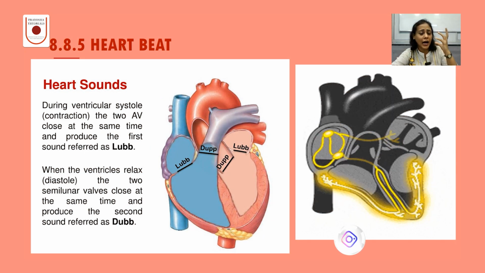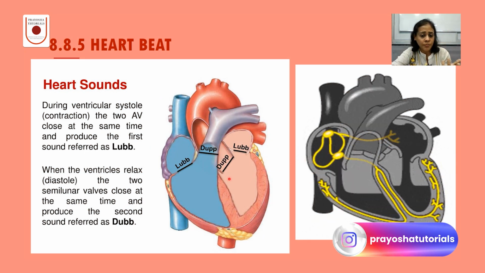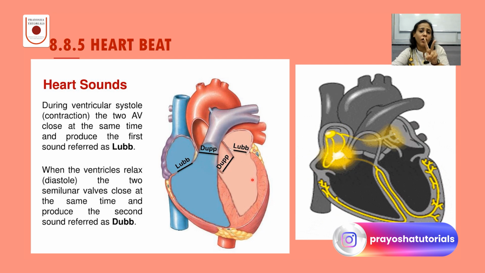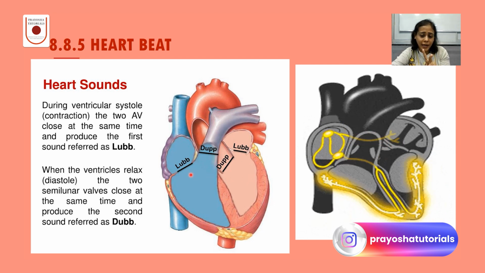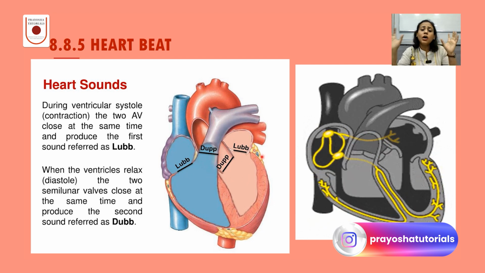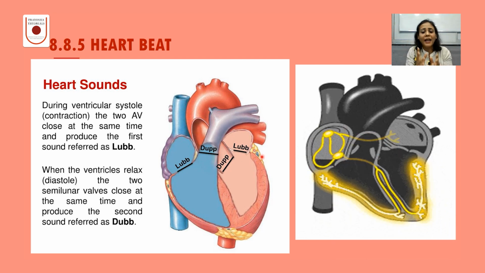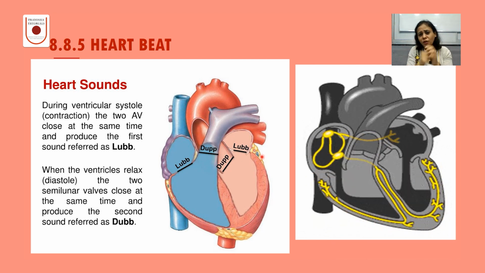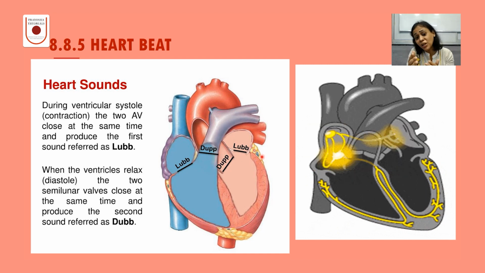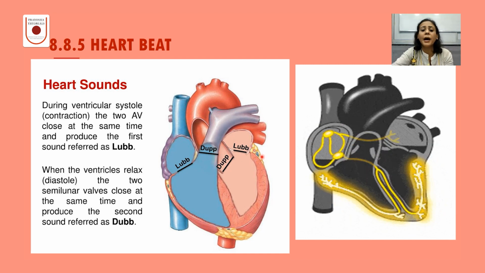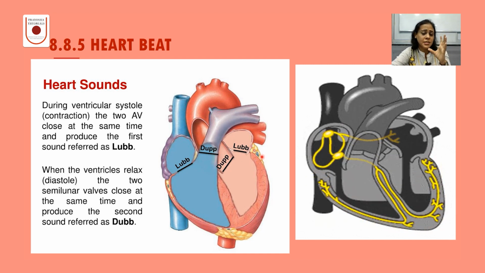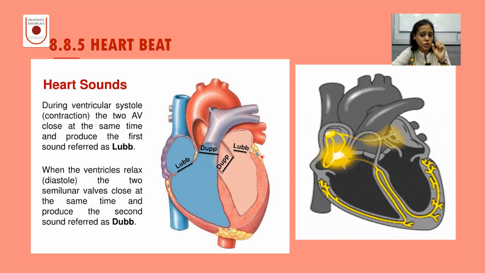Now, how does the heart beat and what are the sounds produced? Now, there are two valves called atrioventricular valves, tricuspid and bicuspid. They are going to close and produce the first sound called lub. And we are having the two smaller valves, semilunar valves. When they will close, then the second sound, dub, is going to form. So, lub dub is the sound which is produced when the heart is going to beat.